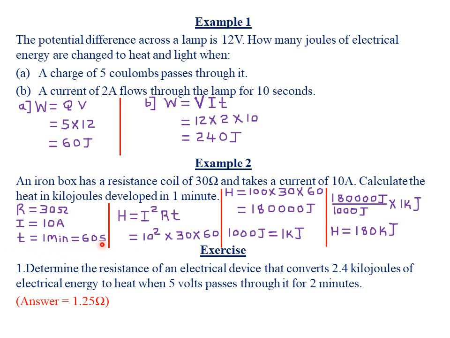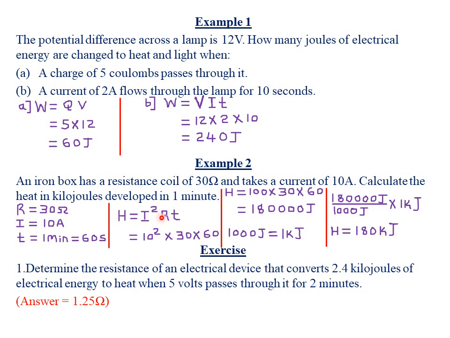I'm converting to seconds because we know that the SI unit for time is seconds. So from this question, we are given the resistance R, we have the current, which is 10 amperes, and you also have the time, which is 1 minute, equivalent to 60 seconds. They want us to calculate the heat in kilojoules developed. So the heat developed is simply equal to the work done to move that particular charge. So we'll use the formula that involves R, I, and T. The formula that you apply will depend on the values that you are provided in the question and the demands of that particular question.